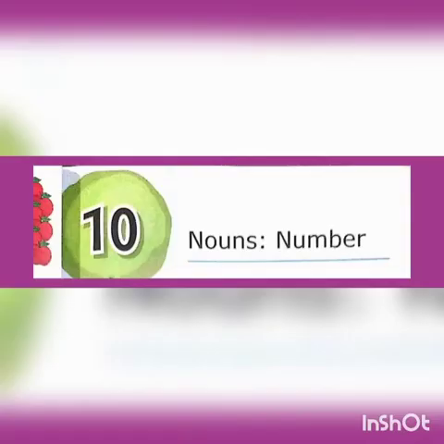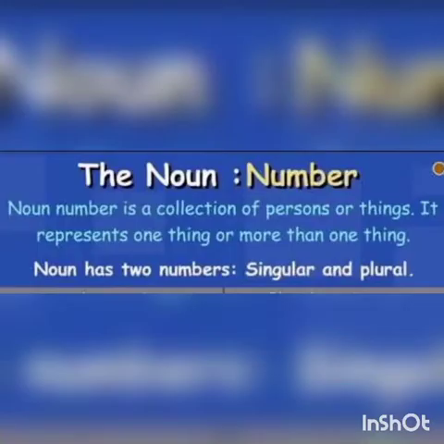We will start chapter 10, Nouns, Number. What is noun number? The word number means amount or quantity of something. So, noun number is a collection of persons or things. It represents one thing or more than one thing. It has two numbers, singular and plural.